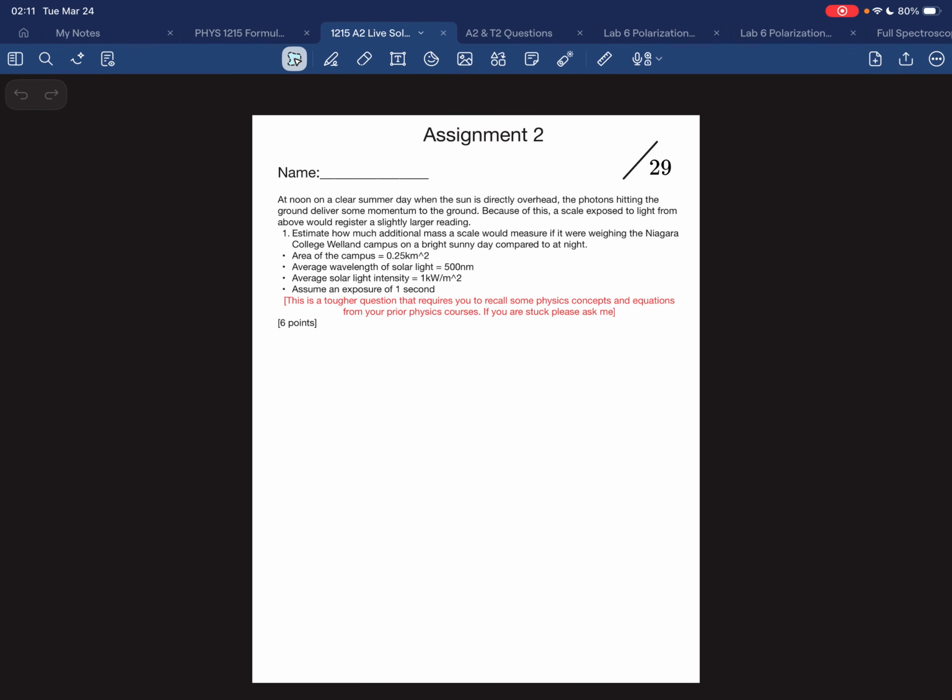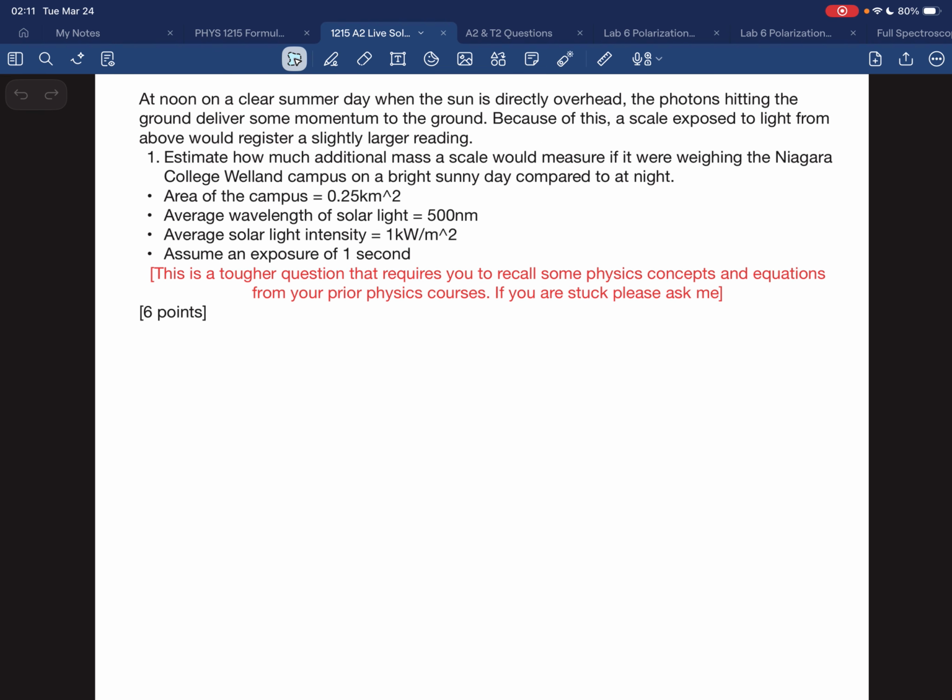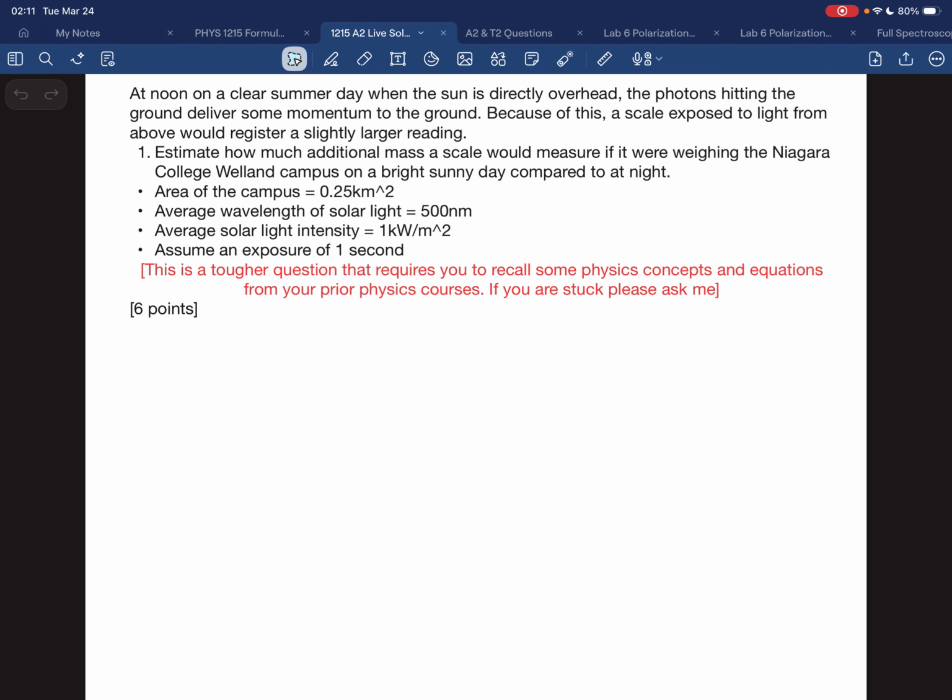Okay, hello. This is the solutions for assignment 2. At noon on a clear summer day when the sun is directly overhead, the photons hitting the ground deliver some momentum to the ground. Because of this, a scale exposed to light from above would register a slightly larger reading than it would at night. So the actual question: estimate how much additional mass a scale would measure if it were weighing the Niagara College Welland campus on a bright, sunny day compared to at night.